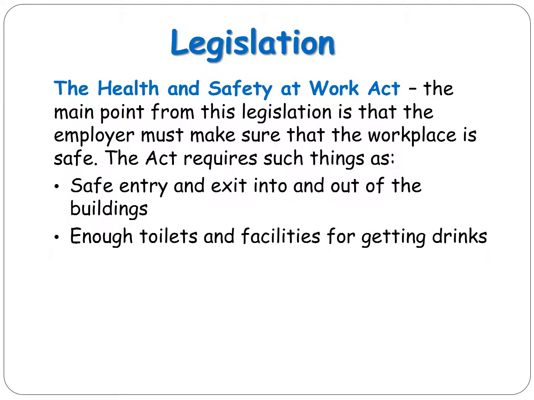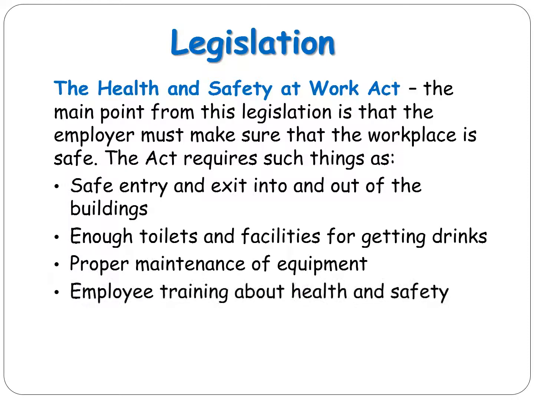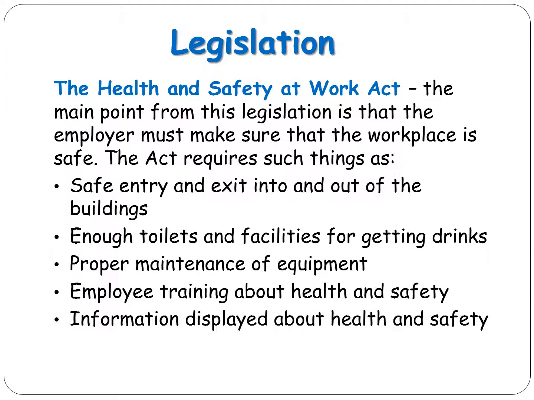There must be enough toilets provided and facilities for getting drinks for the employees. There must be proper maintenance of equipment so that it's all safe. Employees must be given training about health and safety. Information displayed about health and safety, so that means there might be health and safety posters up around the building, or there might be health and safety information on display screens around the building, and you might have actually seen some of these posters outside of the site team's office in and around school.